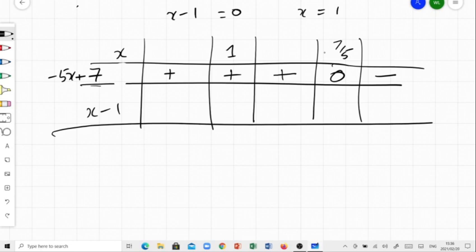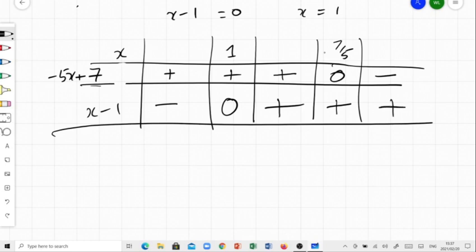Okay, so we do the same for the denominator. I take an easy number like 0, plug it in, I get negative 1, so it will be negative. At 1, I know it's going to be 0. I take a number somewhere in between 1 and 7 upon 5, like 1.1, and notice that it becomes positive. At 7 upon 5 it is also positive. And to the right of 7 upon 5, like x equals 2, 2 minus 1 becomes 1, which is positive, so it is positive in this area.